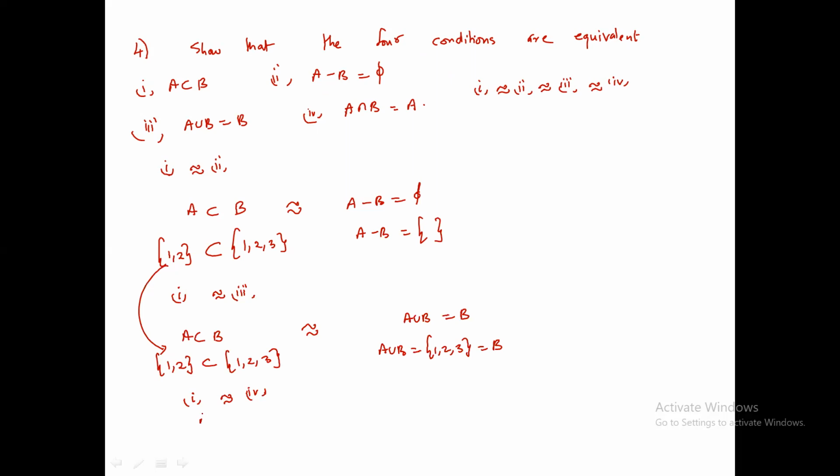That means A is a subset of B. A intersection B is A. So I'm taking the same example: {1, 2} is a subset of {1, 2, 3}. If you take A intersection B, the common elements are 1, 2, which is nothing but A. So I have proved these two are equivalent.